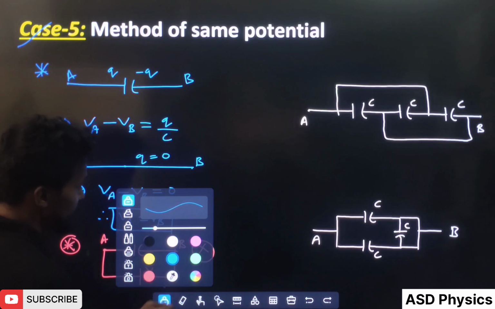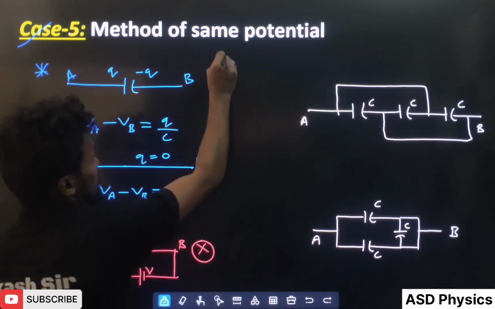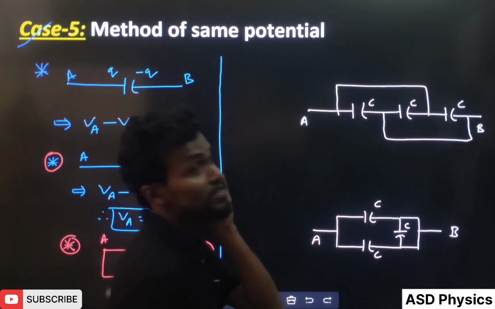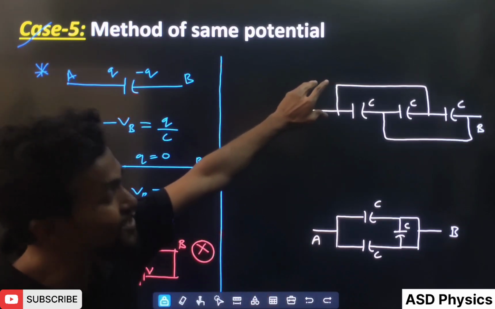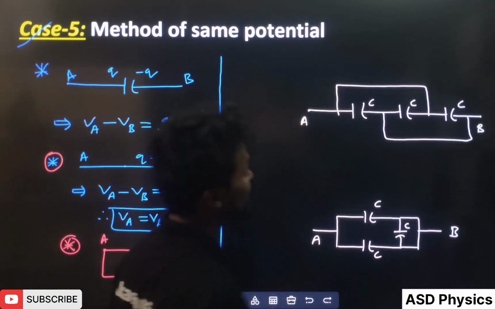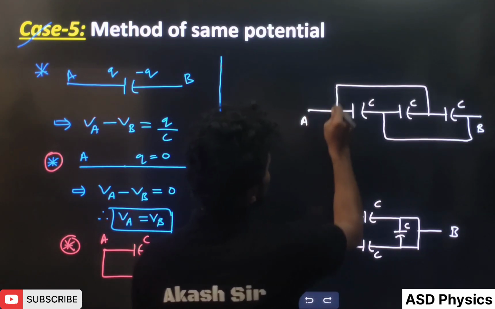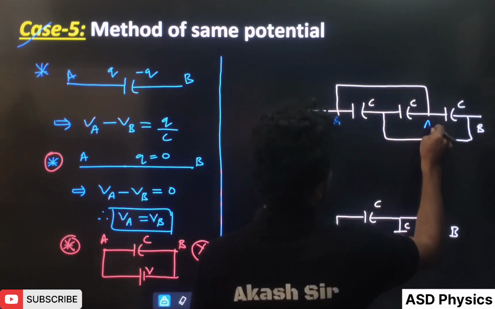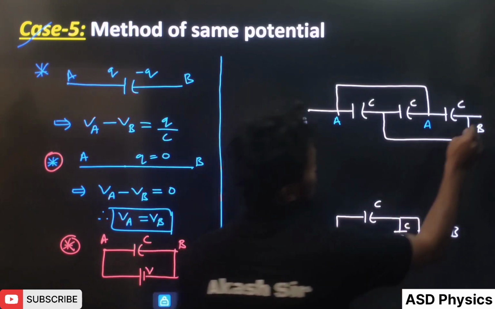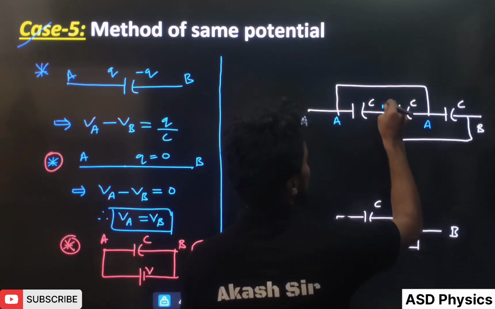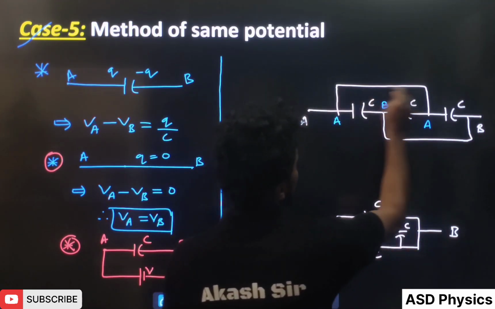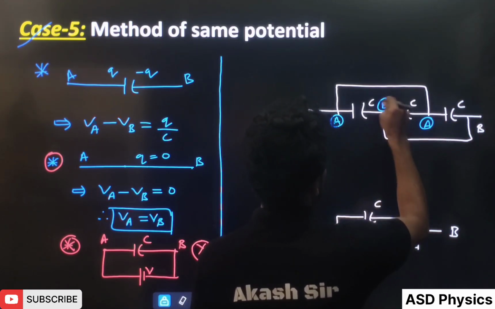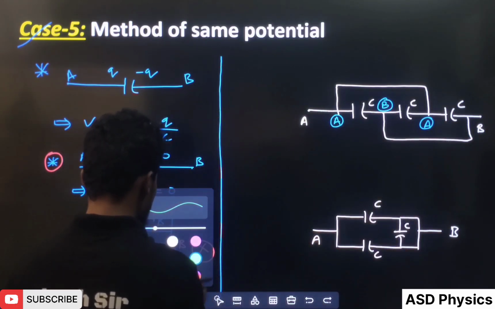So let's check here. On this side we are going to find out the equivalent capacitance. This may look like a Wheatstone bridge, but it's not. See here, these points are directly shorted. So this is A, and here also A. Similarly, this is B, and here also B. This is A, and this is B, so here also B. Now students, you can identify it very well.